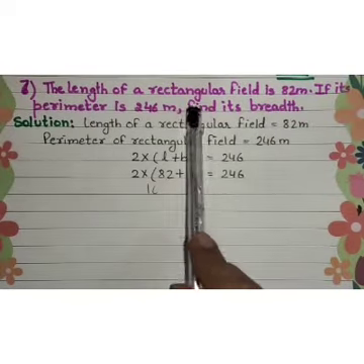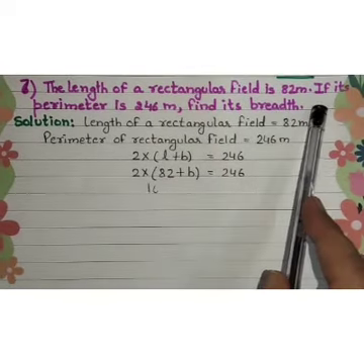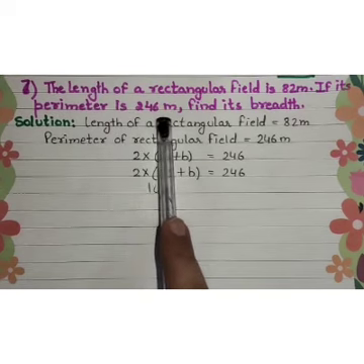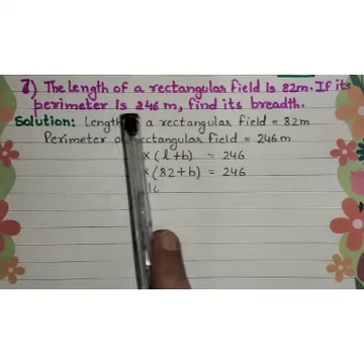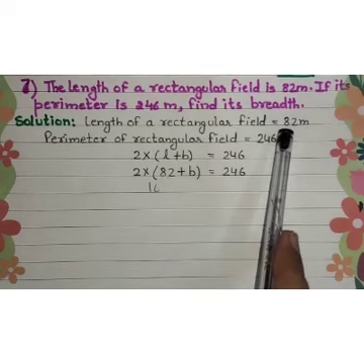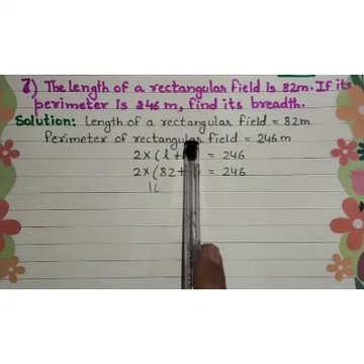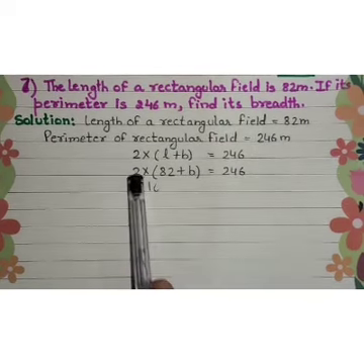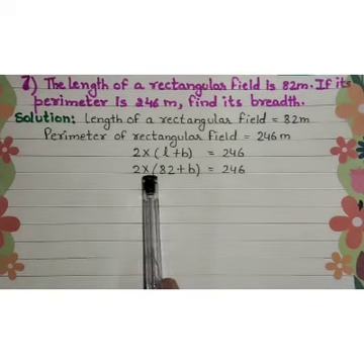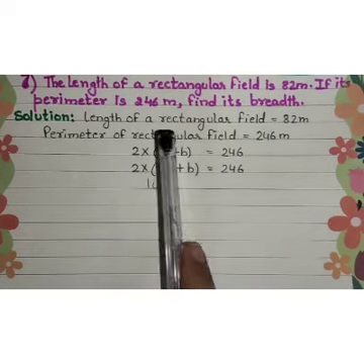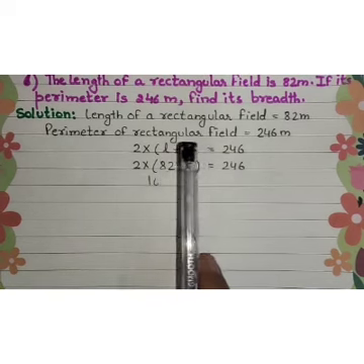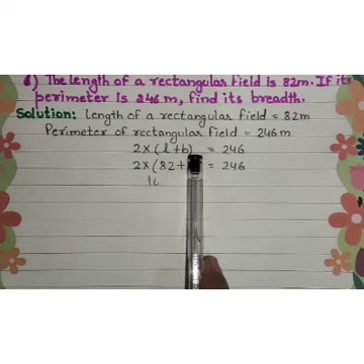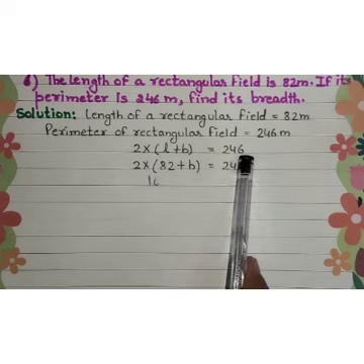The length of a rectangular field is 82 meter. If its perimeter is 246 meter, find its breadth. In this question, we have given length of rectangular field 82 meter and perimeter of rectangular field 246 meter, and we have to find its breadth. The formula for perimeter of rectangular field is 2 multiply L plus B. 2 multiply L plus B is given 246 meter.